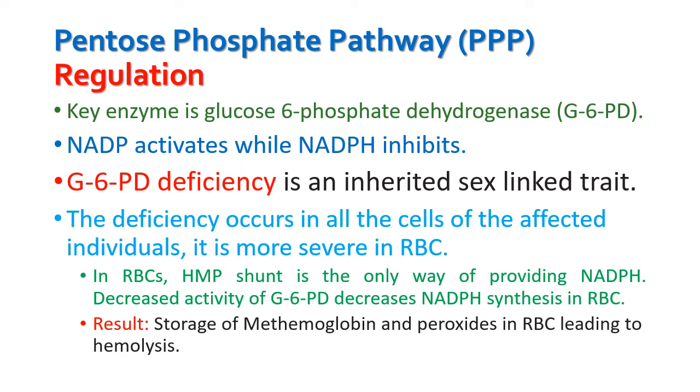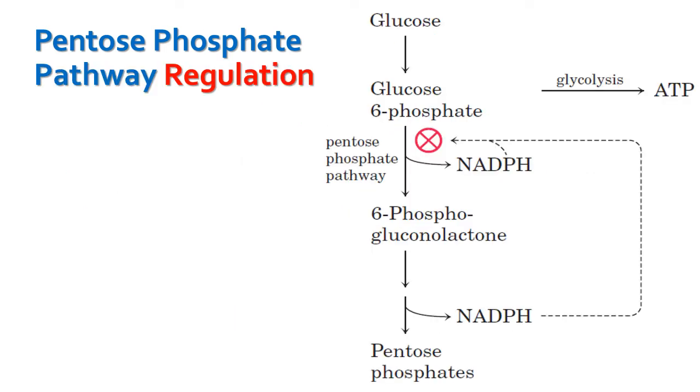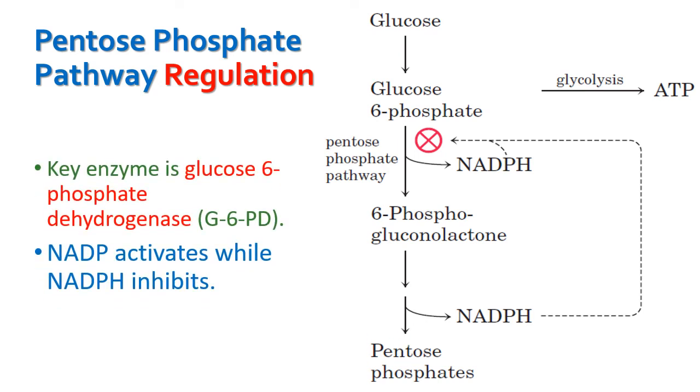So this is a better presentation of this regulation mechanism of pentose phosphate pathway, where the key enzyme is glucose 6-phosphate dehydrogenase. This enzyme converts glucose 6-phosphate into pentose phosphates via the intermediate 6-phosphogluconolactone. And there is a production of NADPH, and a high concentration of NADPH actually inhibits the pentose phosphate pathway, or the key enzyme which is converting glucose 6-phosphate into 6-phosphogluconolactone.